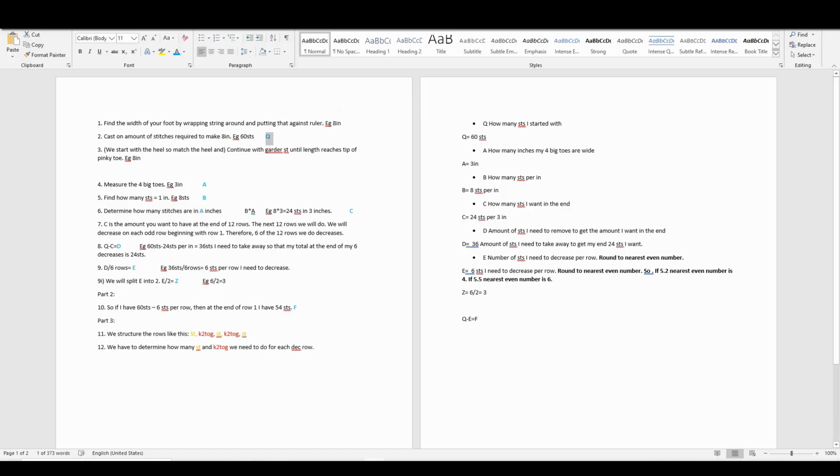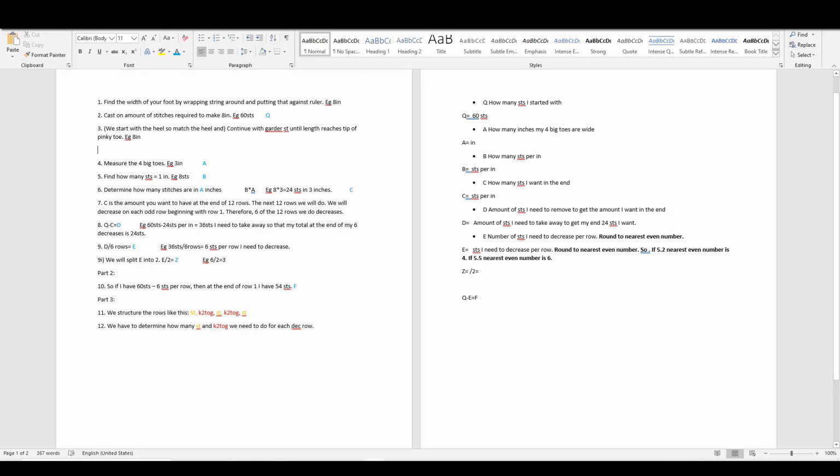So 60 stitches is going to be our Q, so we want to write that down. So Q equals 60 stitches. So that's how many stitches I started with, that's how much we casted on. So the next part. So after that, we measured the heel. We started at the heel and we continued working up with our garter stitch until we reached the top of our pinky toe. So for me, that was 8 inches. So I wanted mine, the top of my pinky toe from the heel, to be 8 inches, that I wanted the slipper to be. So that's the number you want to put.